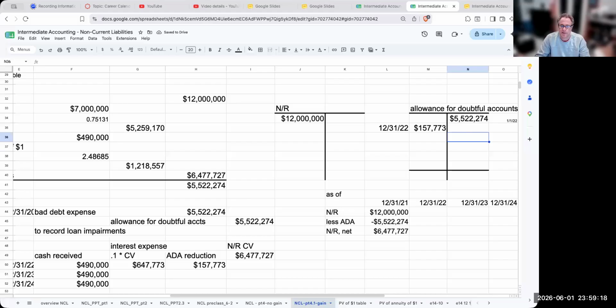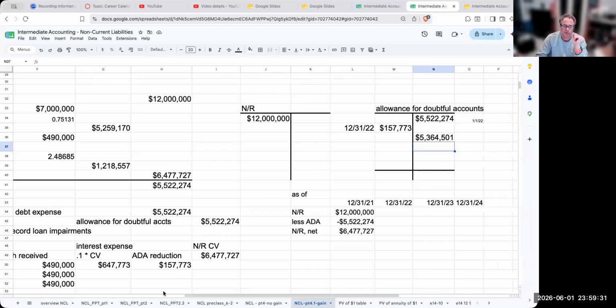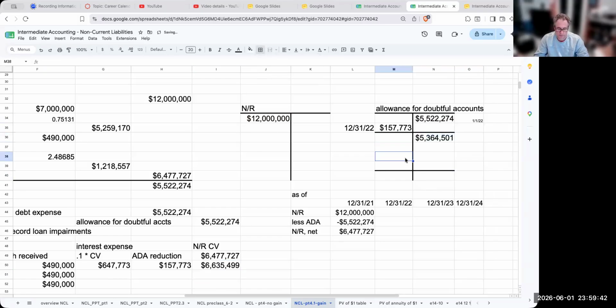So my ending balance here in my allowance for doubtful accounts is going to be 5,364,501. Again, we want this to go down to 5 million, so it is heading in the proper direction. Okay, so my ending note receivable carrying value is going to be 12 million minus the allowance post adjustment, or this amount right over here. Okay, so on 12/31/23, let's go ahead and do this part over here now.